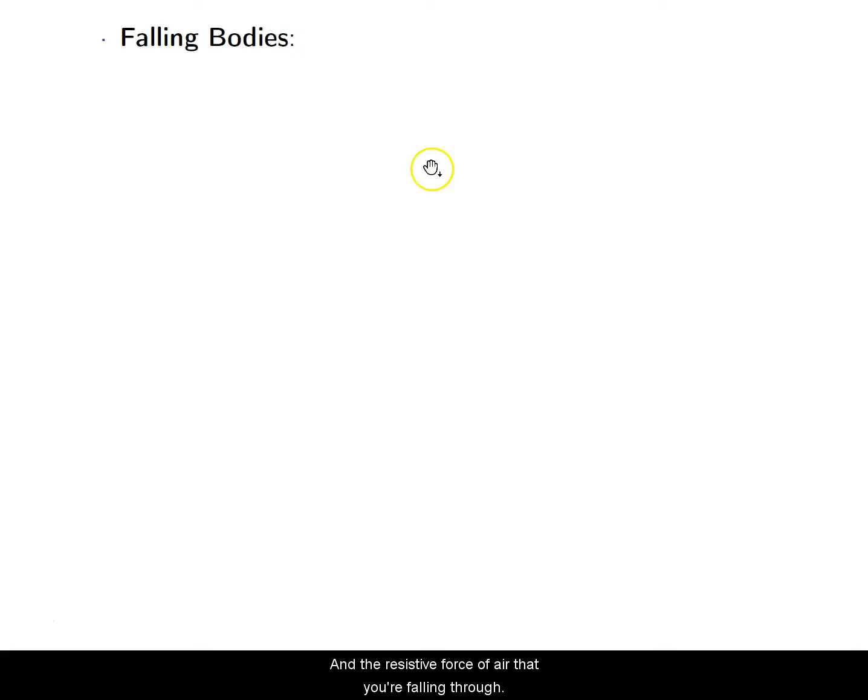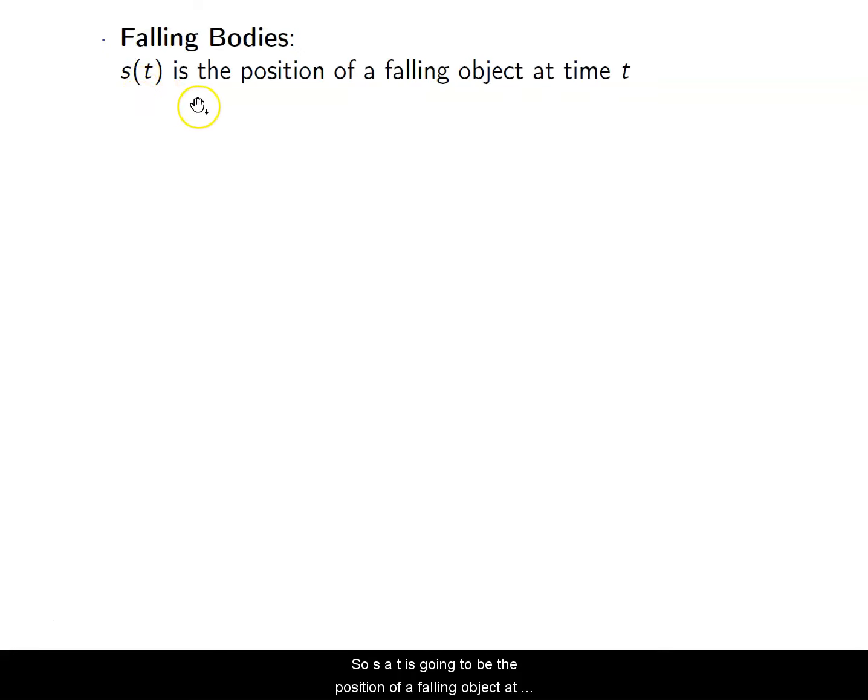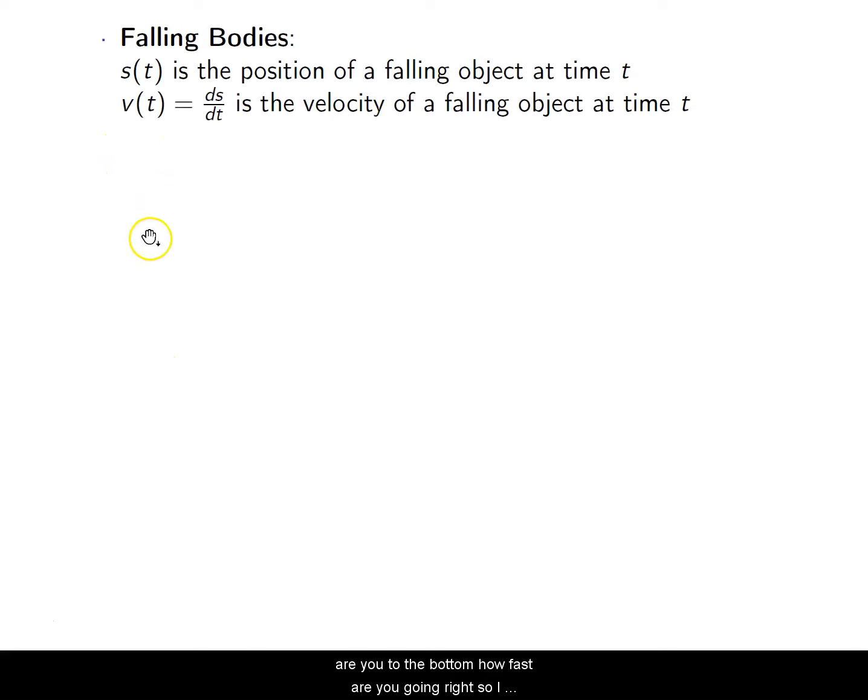you're falling through, right? So s(t) is going to be the position of a falling object at time t. So where are you as time goes on? How close are you to the bottom? How fast are you going? That's going to be the first derivative of your position function. And then how fast are you increasing your speed as you fall?